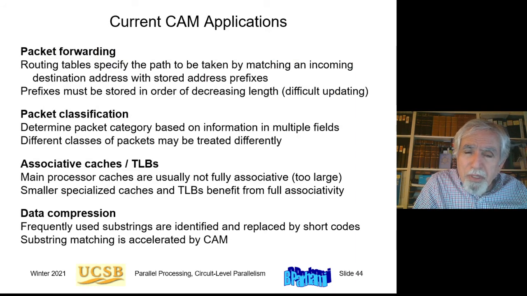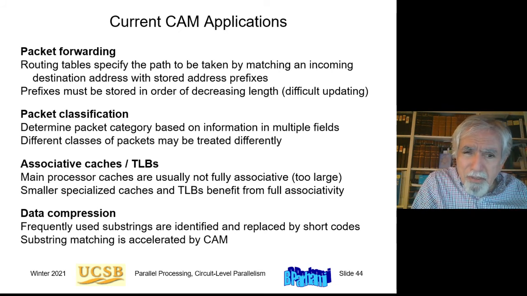So these are some of the current CAM applications: packet forwarding, packet classification. Packets have fields that indicate the type of the packet, and sometimes the handling of the packet depends on the category to which it belongs. So we want to quickly classify packets. We can use this kind of CAM.